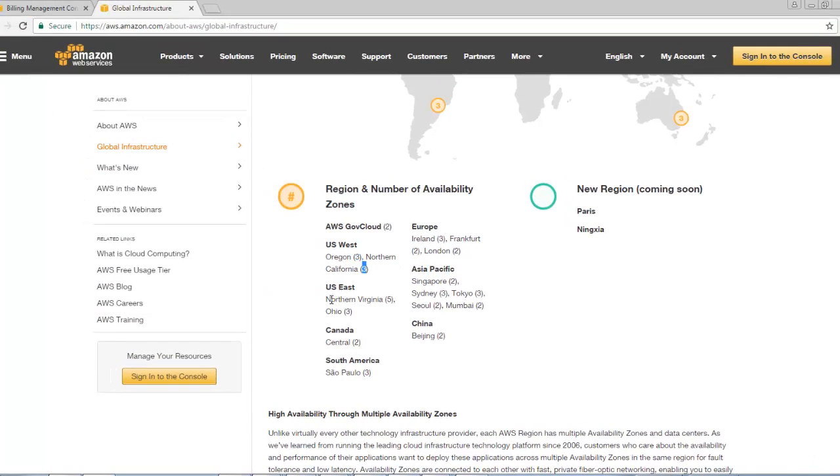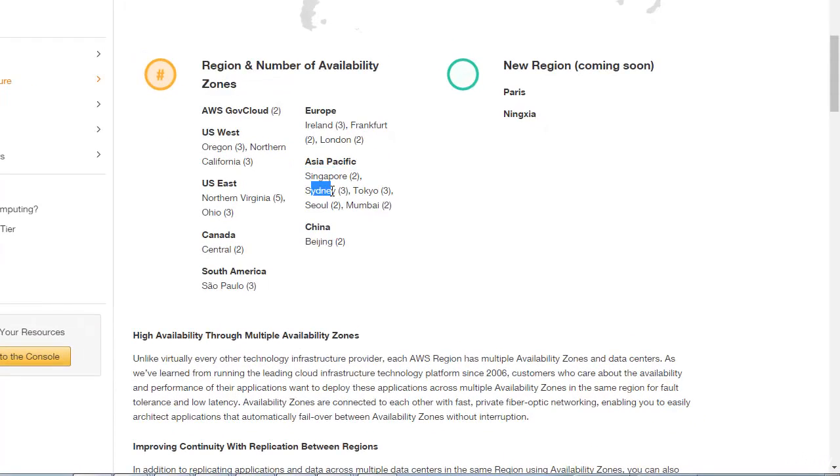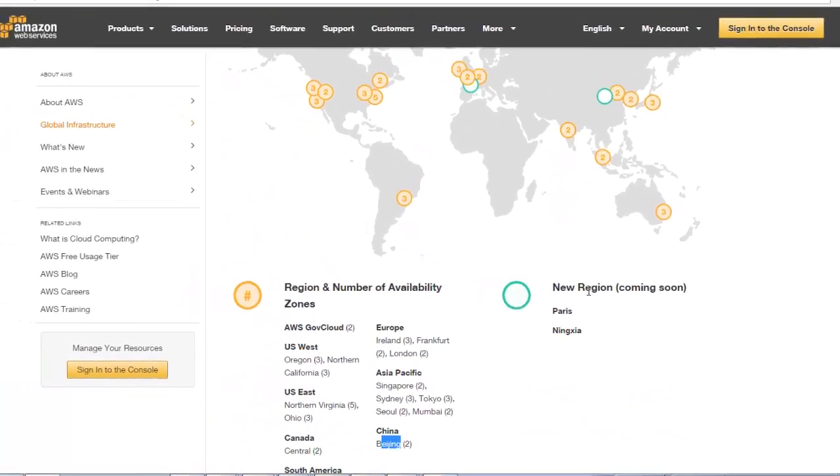In US East they have one and two regions, and in this particular region there are five availability zones. Canada, they have a single one. South America, they have one in Brazil, Sao Paulo. In Europe, Ireland, Frankfurt in Germany, one in the UK, they have two availability zones in that. In Asia, they have one in Singapore, one in Australia, one in Japan, one in South Korea, India, China. So they are saying that new regions are being added.